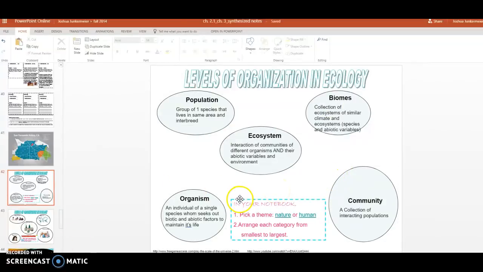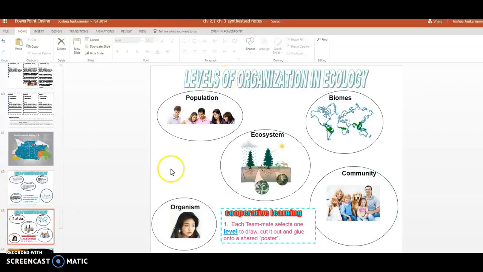And then in your notebook, what I'd like you to do is do this. It says arrange each of these from smallest to largest. So organism is the smallest, and biomes is the biggest. So you would say, for slide 42, you would say organism smallest, and then what would be the next one until you reach biomes, which is the biggest level of organization. Good luck. Here's slide 43.